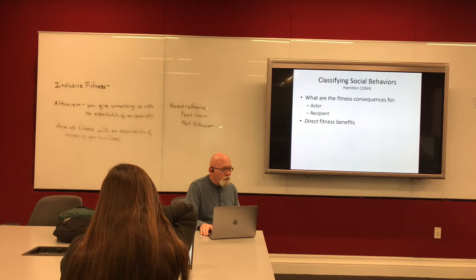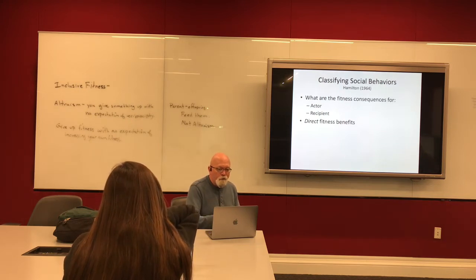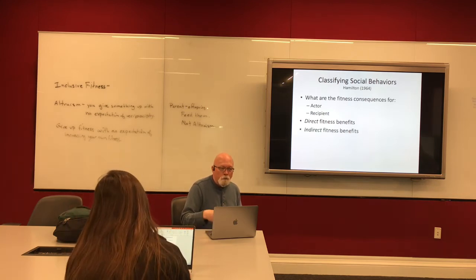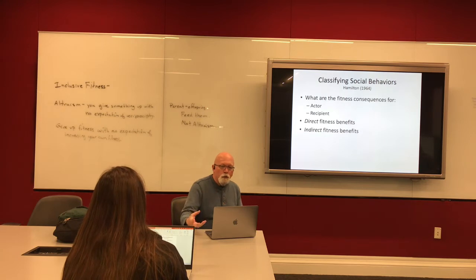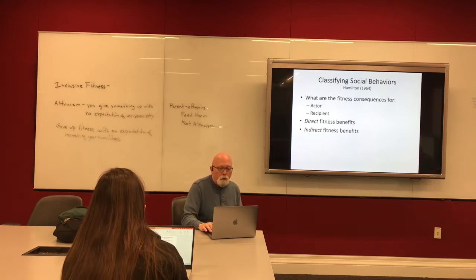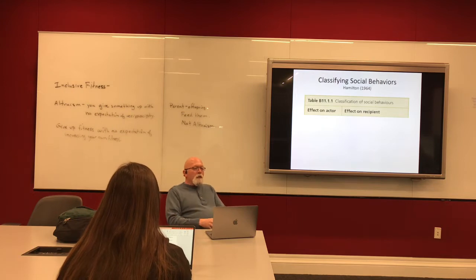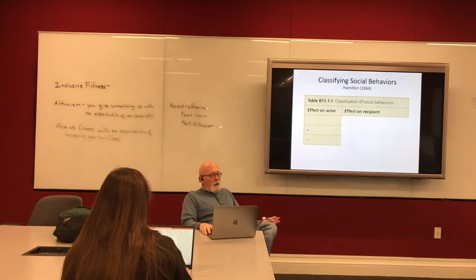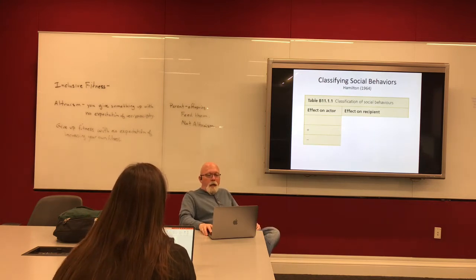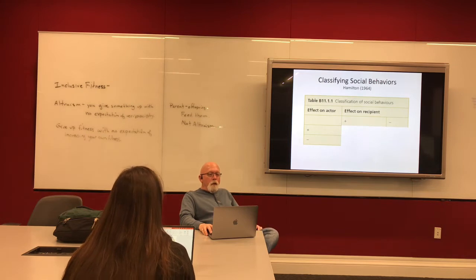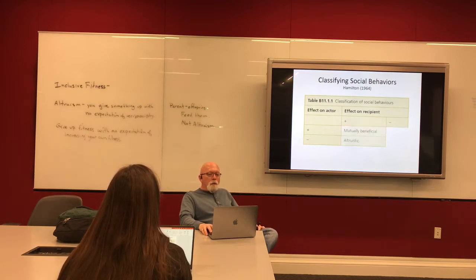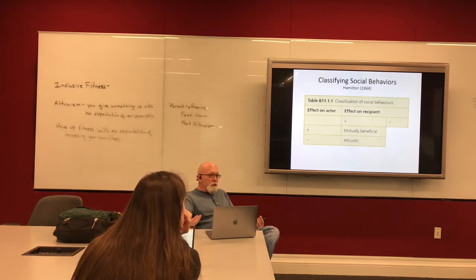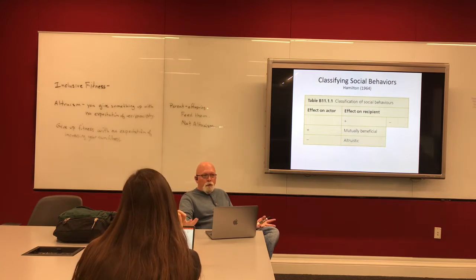And there are direct fitness benefits in that I do something and it benefits me and my fitness directly. And there are, of course, indirect fitness benefits that benefit somebody that you are genetically related to, but not you directly. So we can think about this. This is a table from your book. We can think about this in terms of the effect on the actor, positive effects versus negative effects, and the effect on the recipient. For positive effects on the recipient, if you do something as an actor that benefits you and benefits somebody else, this is mutually beneficial to the two of you.